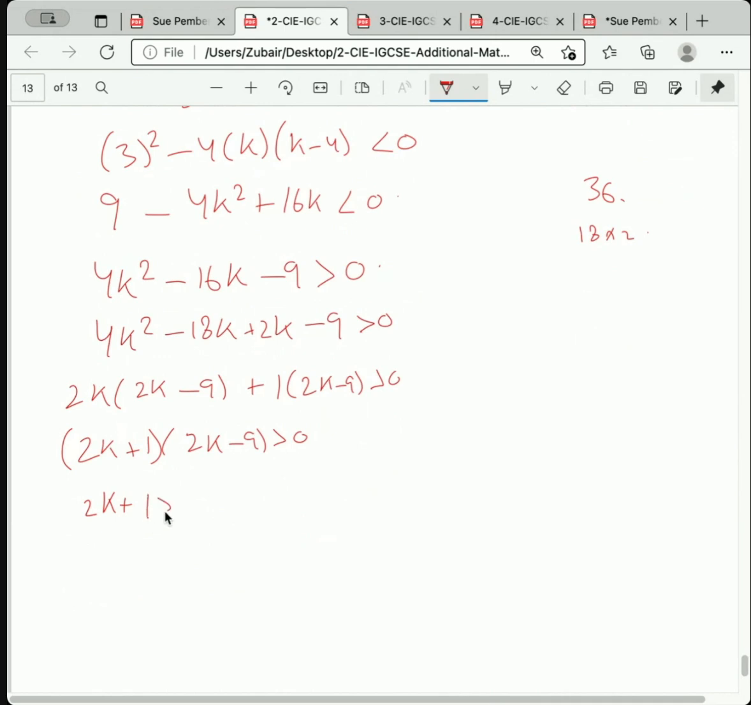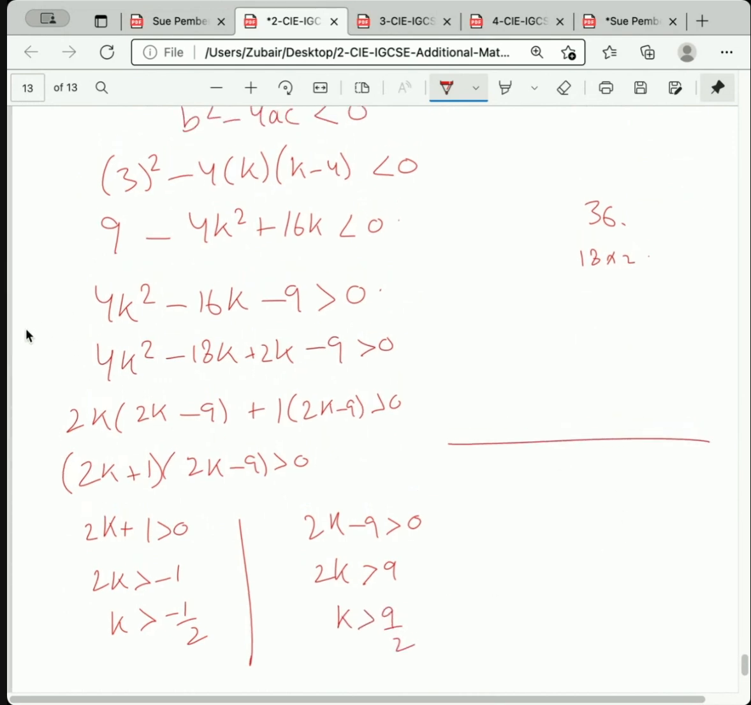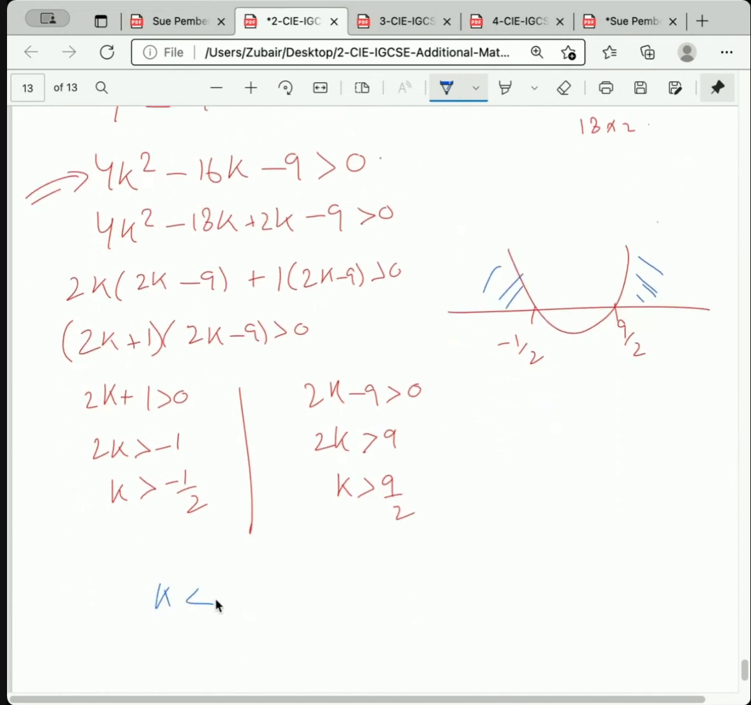k, 2k plus 1 greater than 0 gives k greater than minus 1 by 2. 2k minus 9 greater than 0 gives k greater than 9 by 2. In simplified form, this is 9 by 2 positive, this is negative 1 by 2, and the condition says greater than 0. So this becomes k is less than minus 1 by 2, or k is greater than 9 by 2.